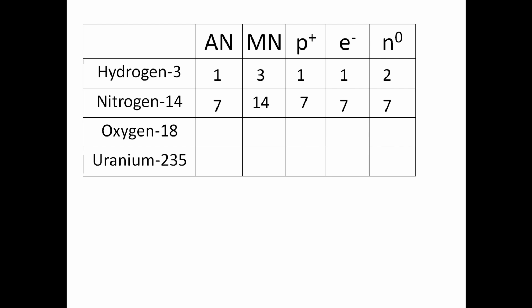For oxygen 18, atomic number, again looking at your periodic table, is going to be 8. The mass number given in the name, 18. Atomic number tells you the number of protons. Number of negative charges always equals the number of positive charges because atoms have no charge, so it's 8. Protons and neutrons are found in the nucleus. Subtract from it the number of protons, and it gives you the number of neutrons. Mass number minus atomic number. 18 minus 8 is going to be 10.